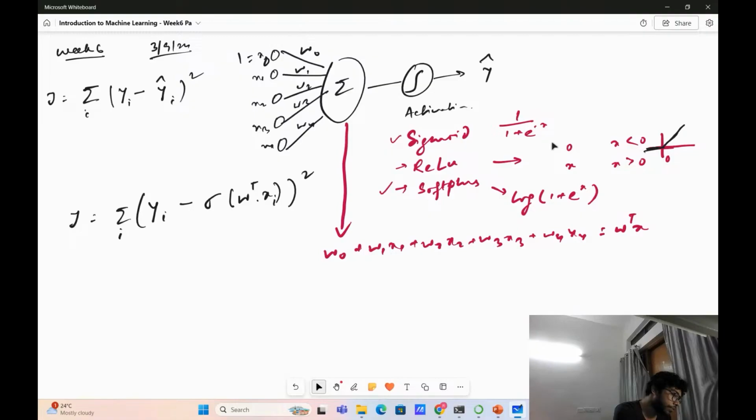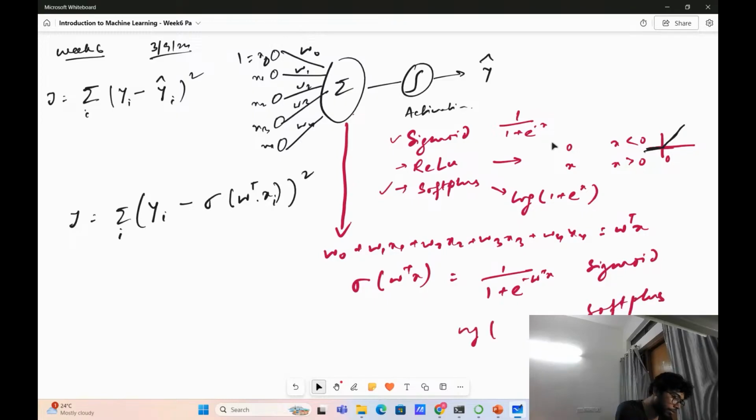Whatever value is going into this summation function is transferred onto the activation function, which is represented by sigma. So basically, whatever w transpose x is, it is getting transformed by this activation function. If your activation function is sigmoid, it will be transformed as 1 over 1 plus e to the power of minus w transpose x. This is for sigmoid. If your activation is, let's say, softplus, it will be log of 1 plus e to the power of w transpose x, and so on.